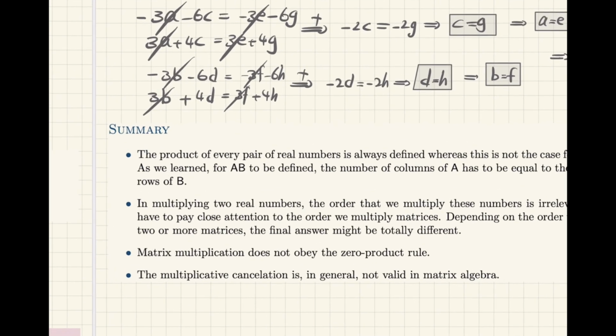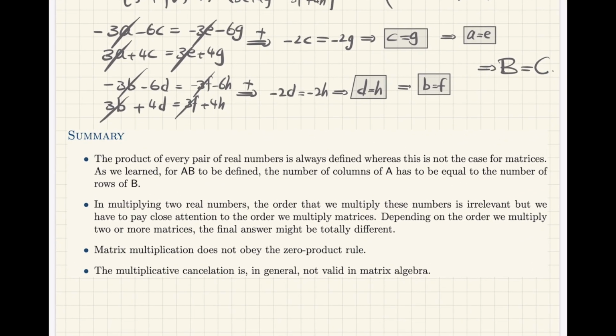Okay, so as a summary, let us review this again because this is extremely important. The product of every pair of real numbers is always defined, whereas this is not the case for matrices. As we learned, for A times B to be defined, the number of columns of A has to be equal to the number of rows of B. So this is one difference between the algebra of numbers and the algebra of matrices.